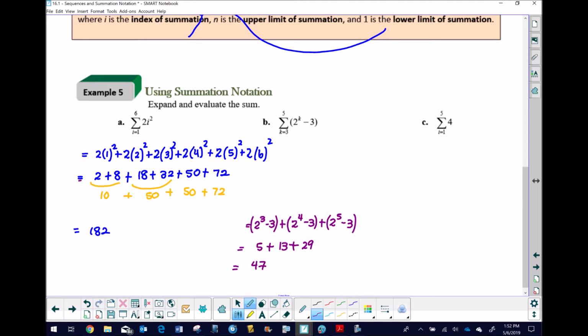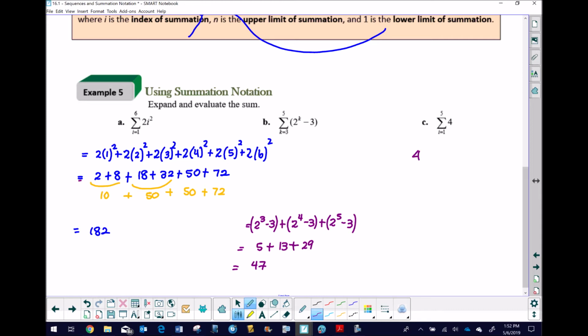Summation of 4. What the heck? Yeah, so I want you to replace the I that you see with this 4 with 1, 2, 3, 4, and 5 and add them, because that's what the summation means. The summation means add. So replace the I with 1.